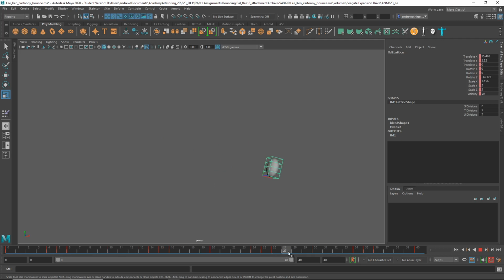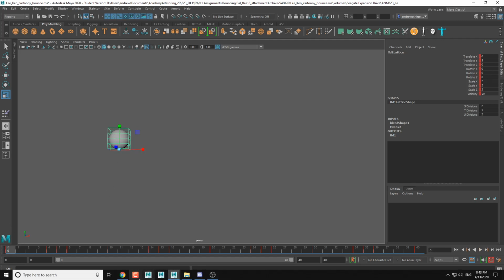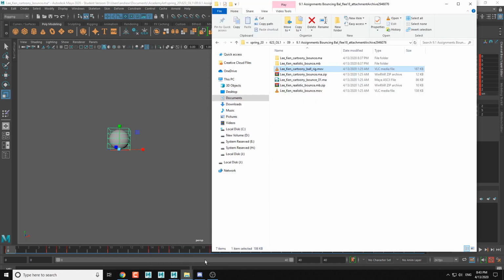And then of course you're unable to do the rotation thing because you don't have that as a separate control. So there's a reason that I provided the rig, and there's a reason that I demonstrated with the rig. You were meant to use the rig that was provided. Let's take a look at your realistic bounce.